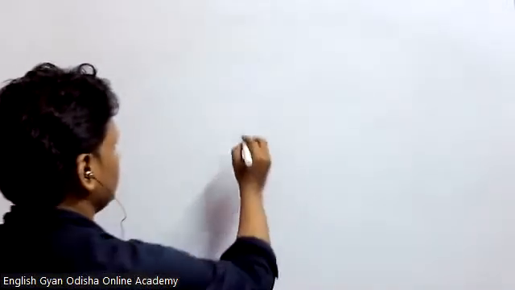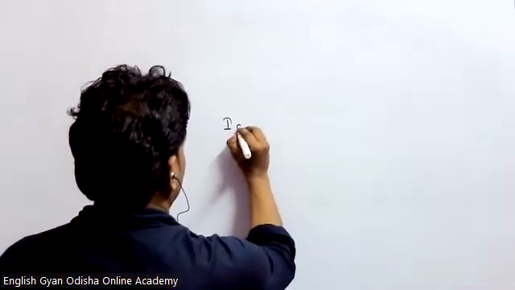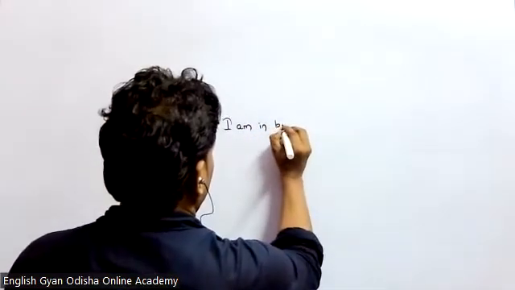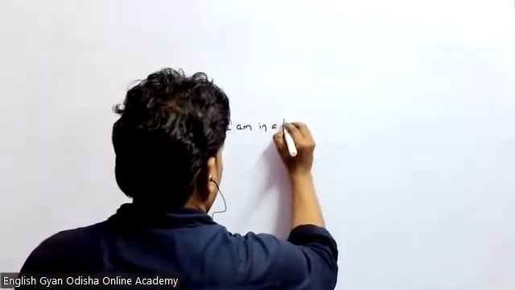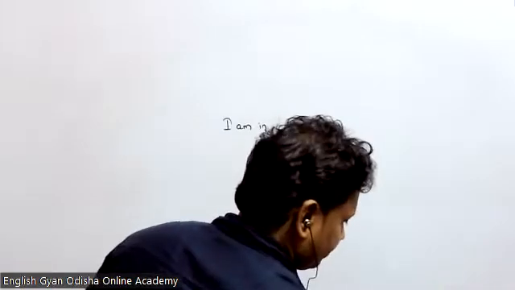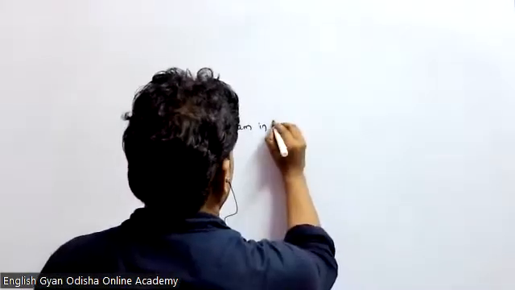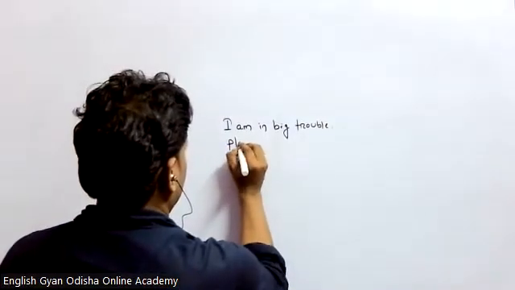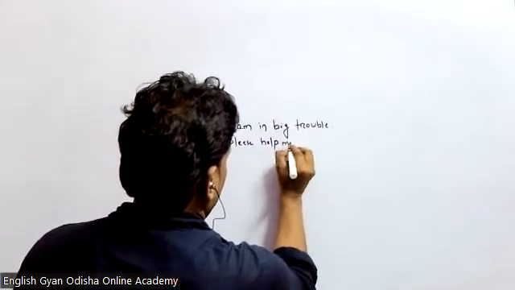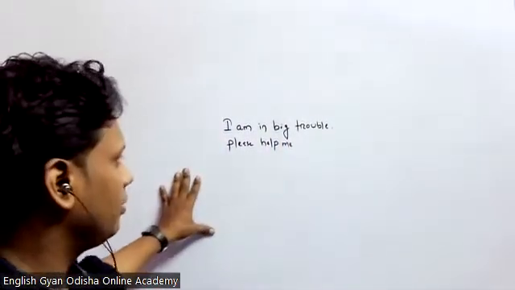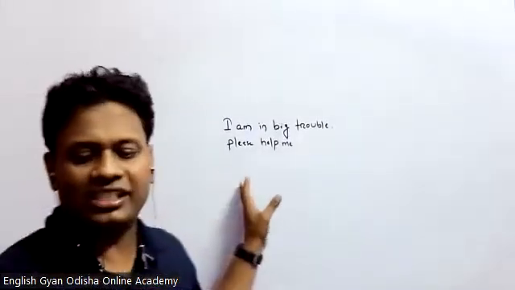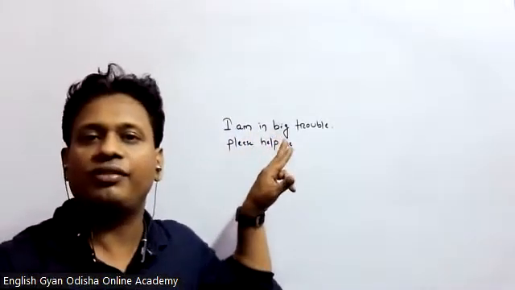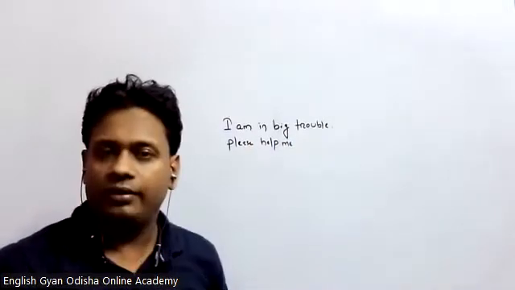So today, before I reveal the topic for you, let me write a sentence before you and you tell me whether the sentence is correct or wrong. Check it out. Look at the sentence. "I am in big trouble. Please help me." This is the sentence before you. I want to ask whether the sentence is correct or whether there are any problems you are facing here. These are two sentences.